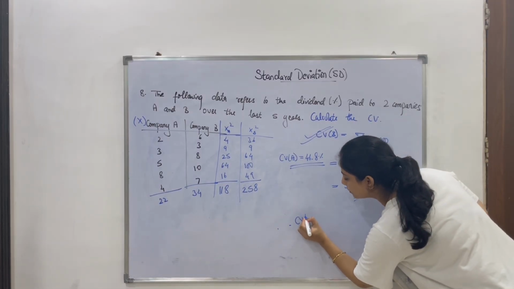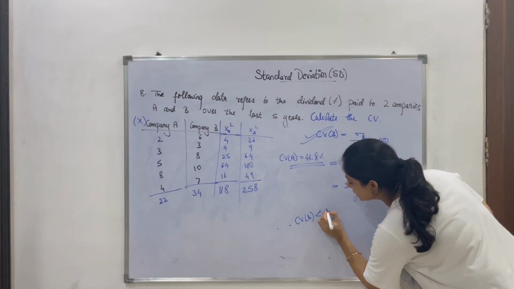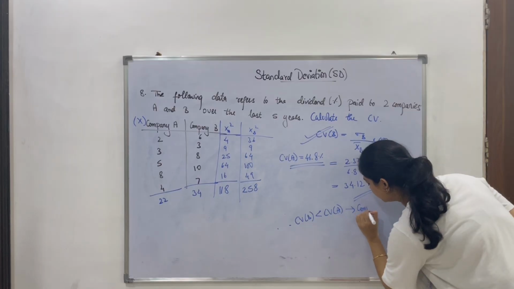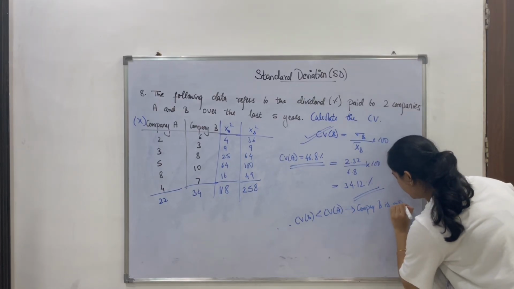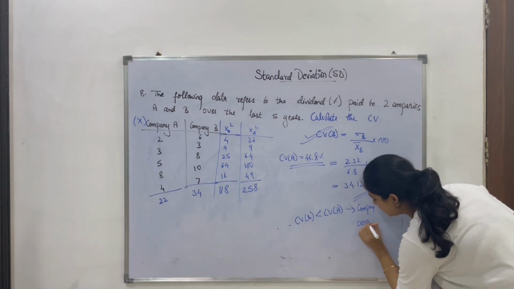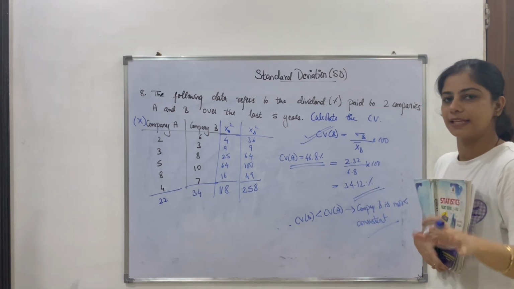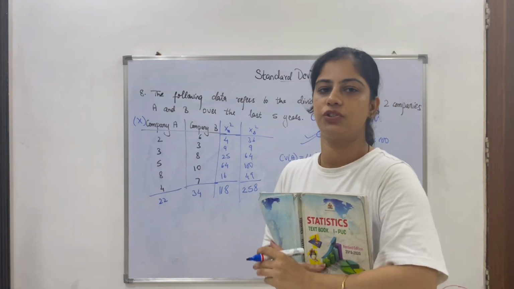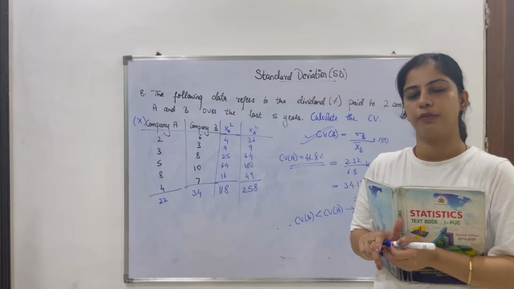Since CV of B is less than CV of A, so company B is more consistent. The value which is less is considered to be more consistent because there is not much variation in that. So this is how the conclusions are drawn for coefficient of variation.